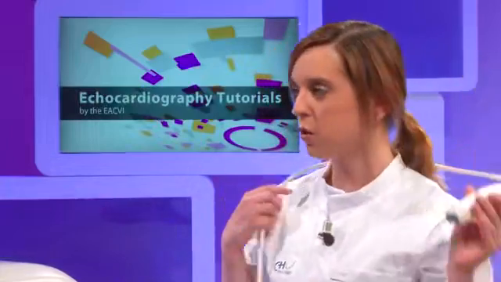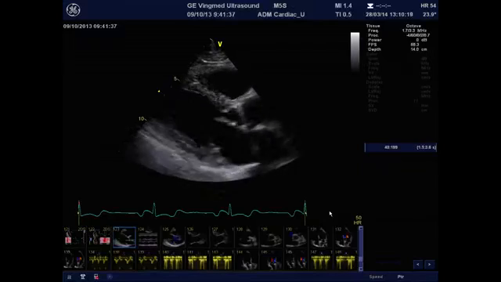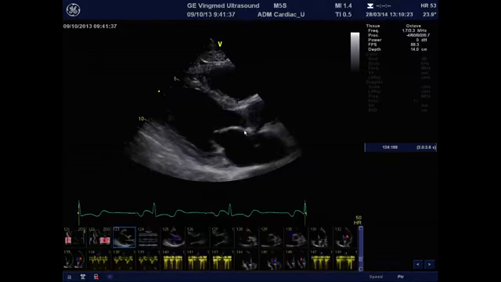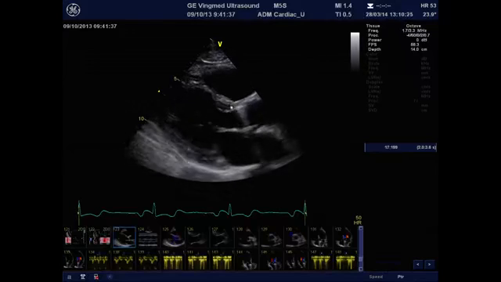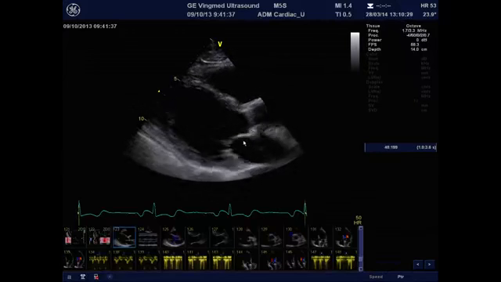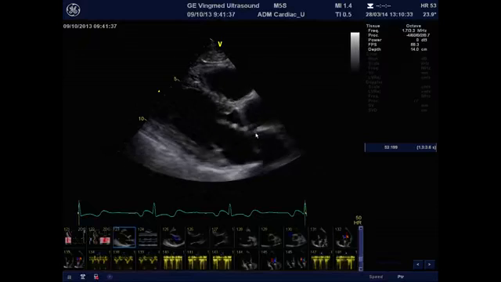Today I will show you how to evaluate a mechanical valve in aortic position. So this is a patient with a carbomedic number 25. So first we're going to start the exam as usual in parasternal long axis view. So here you can see the aortic prosthesis, and you can evaluate the movement of both leaflets. Here you can clearly see that both leaflets are moving symmetrically.